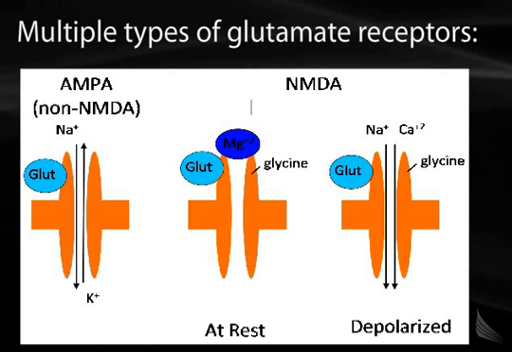AMPAs are often called the non-NMDA receptors to distinguish them from the NMDAs. These are both ionotropic classes of receptors. That is, when they bind to glutamate, they themselves are an ion channel and will trigger the opening of that channel. In the case of AMPA channels, it's a relatively straightforward process. Glutamate will bind to its receptor. That receptor is a channel. The channel opens up.